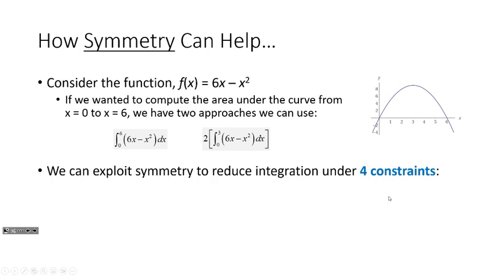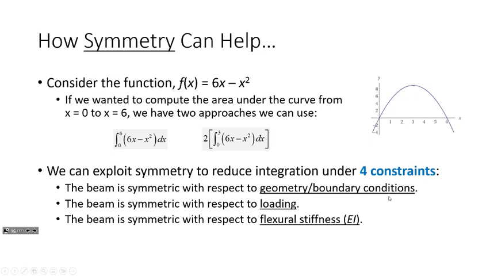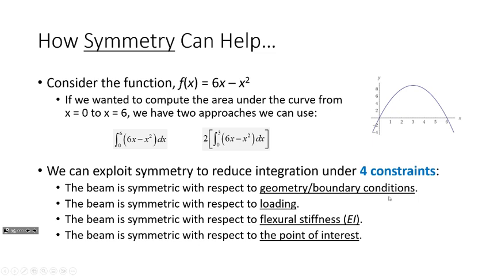What I propose is that we can exploit symmetry in real-world structural analysis problems to reduce the amount of integration that we do, provided that 4 things are true, okay? Those 4 things that need to be true: the beam has to be symmetric with respect to the geometry and the boundary conditions. So we can't use this for overhanging beams. It won't work. It needs to be symmetric with respect to loading. So the load has to be symmetric. It has to be symmetric with respect to the flexural stiffness. So the beam has to either have a constant stiffness or be variable in a symmetric fashion, and it has to be symmetric with respect to the point of interest.